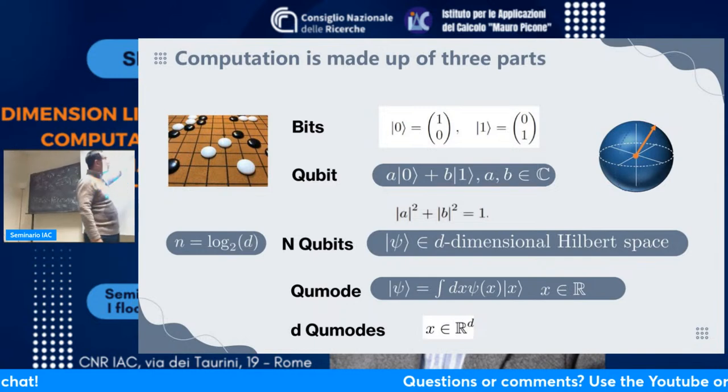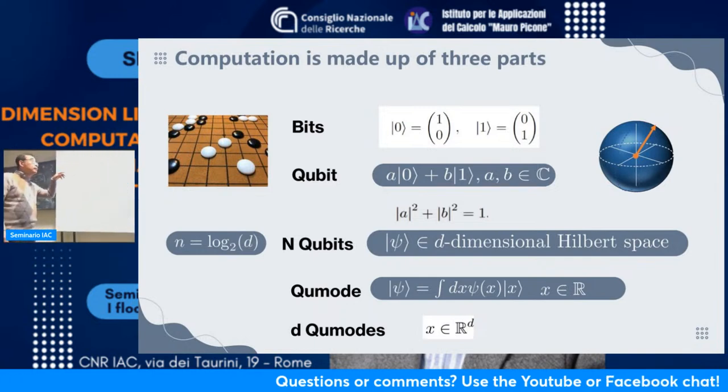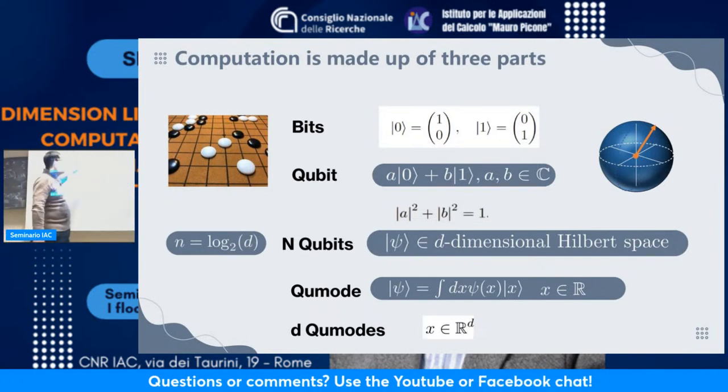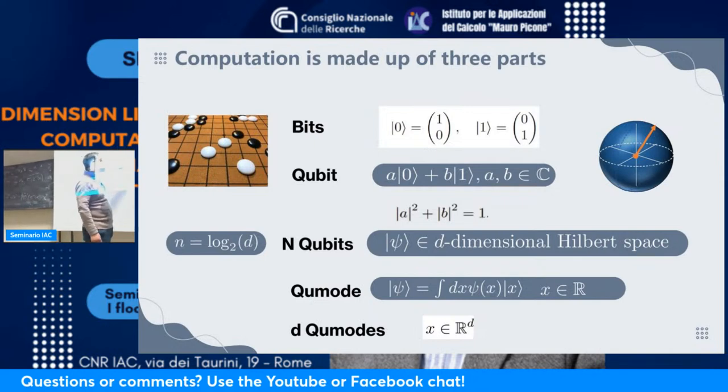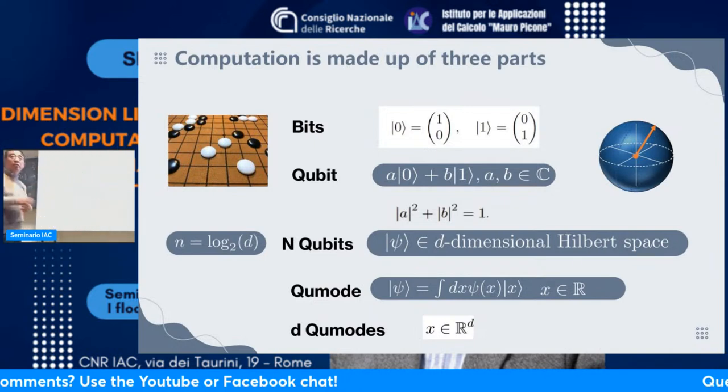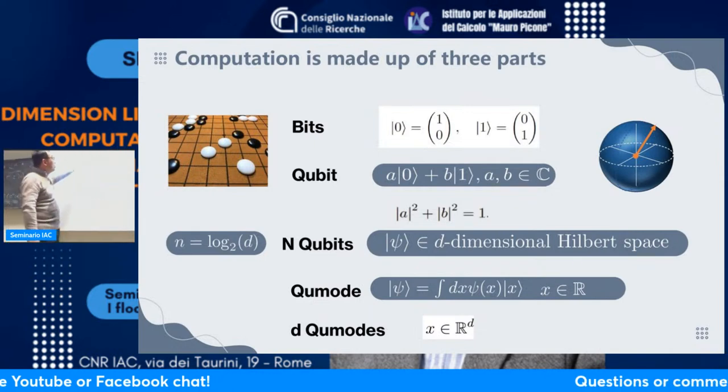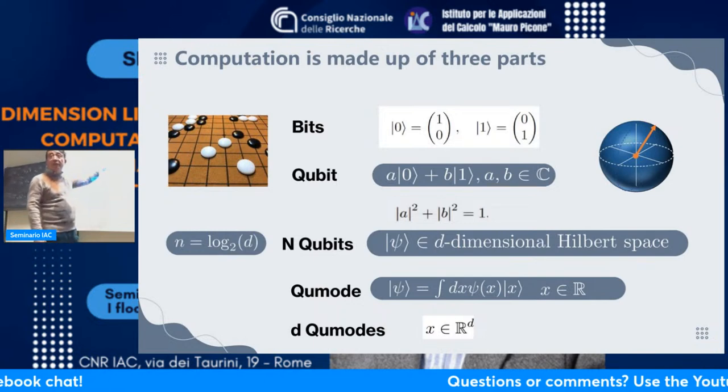So these are our so-called bits, right? Here are just the basic unit vectors in two dimensions. This is Dirac notation: |0> and |1> are just the basic unit vectors in two dimensions. A quantum bit, a qubit, is just a linear combination of these two bases.